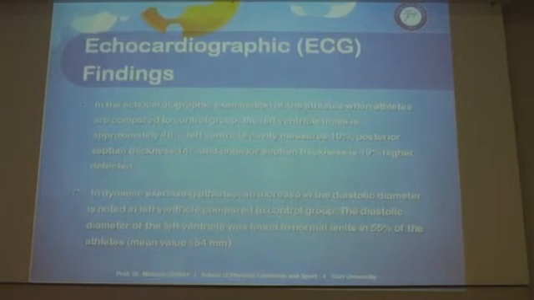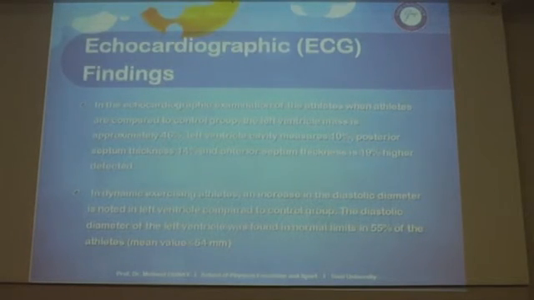And another problem that we see in athletes, echocardiographic findings. In the echocardiographic examination of the athletes, when athletes are compared to the control group, the left ventricle mass is approximately 46%, left ventricle cavity measurement 10%, posterior septum thickness 14%, and anterior septum thickness 19% higher.